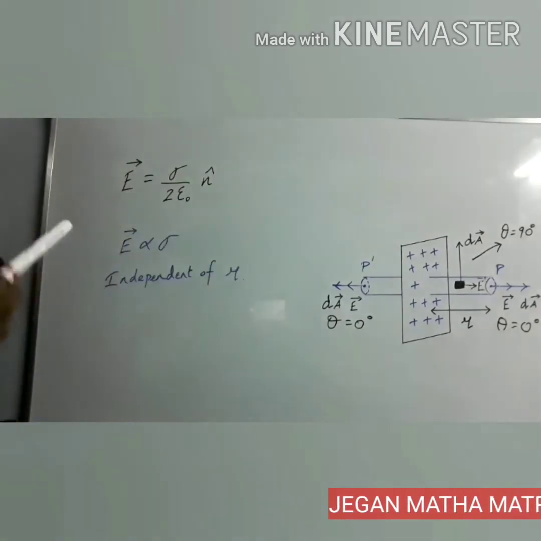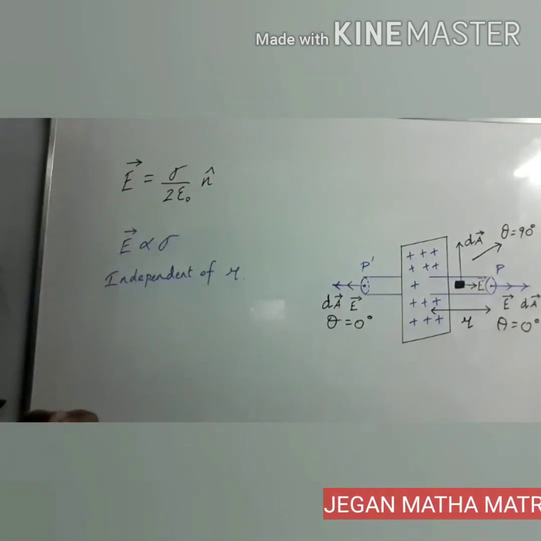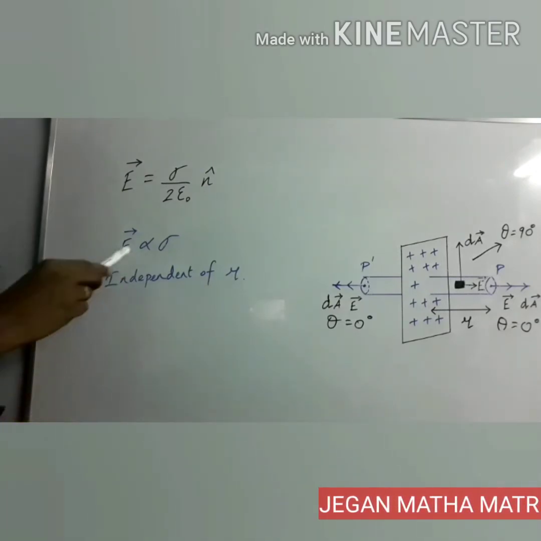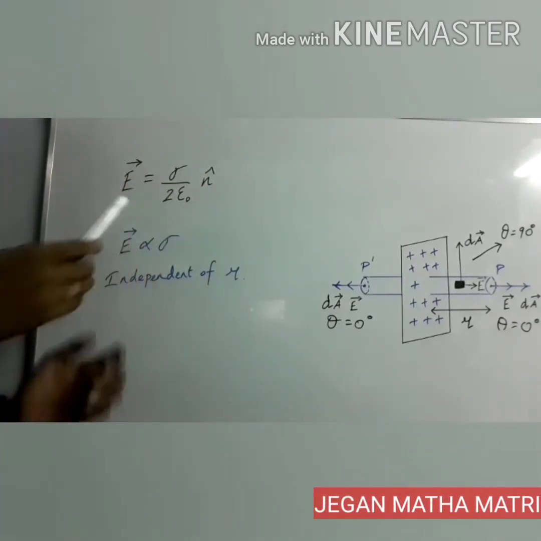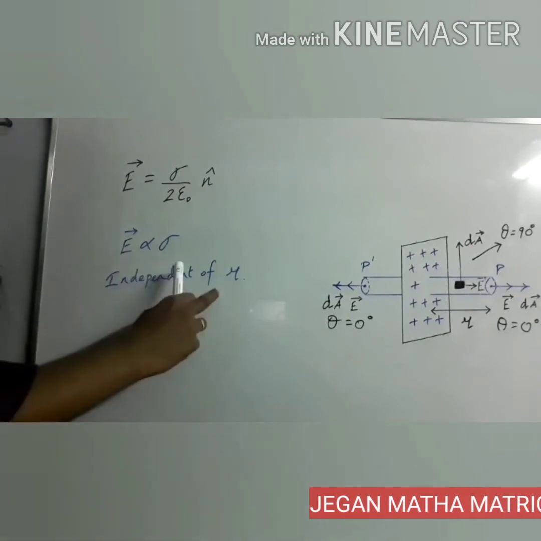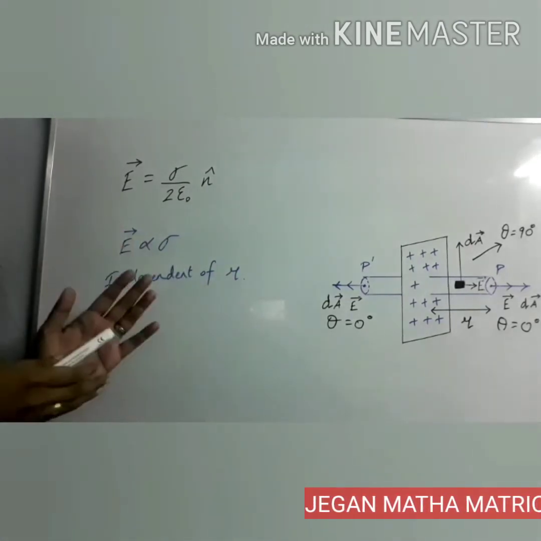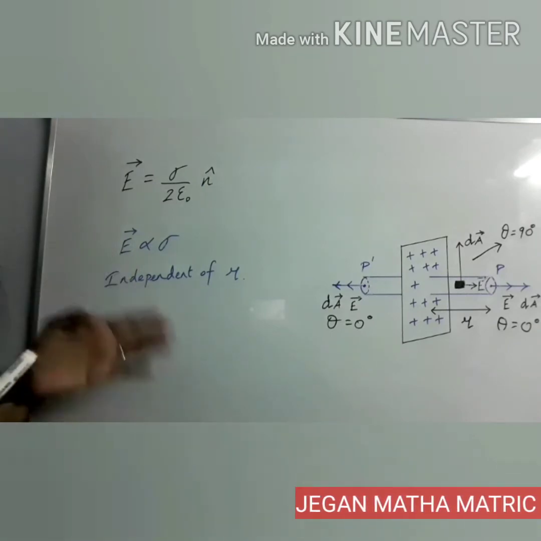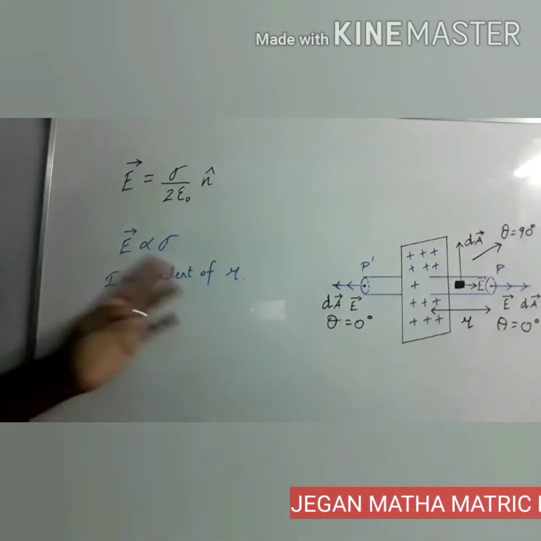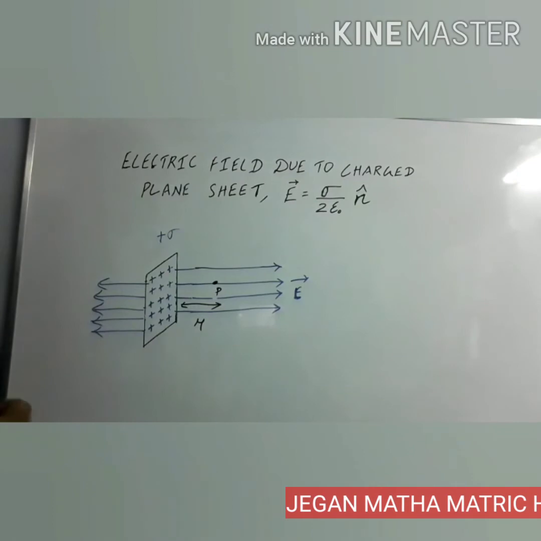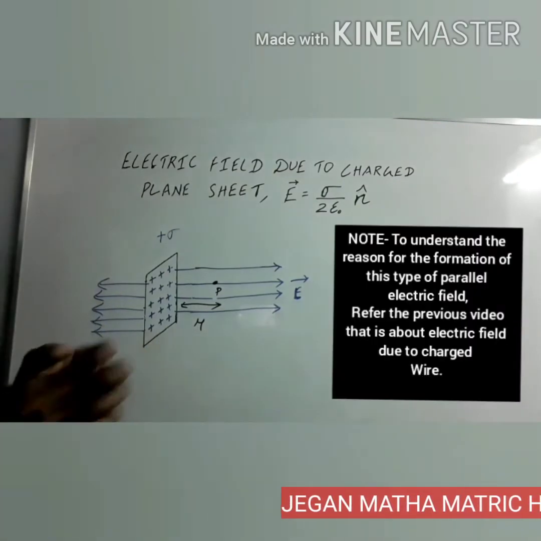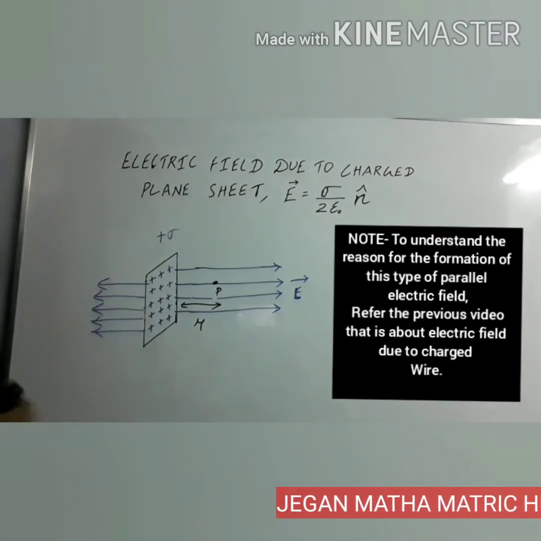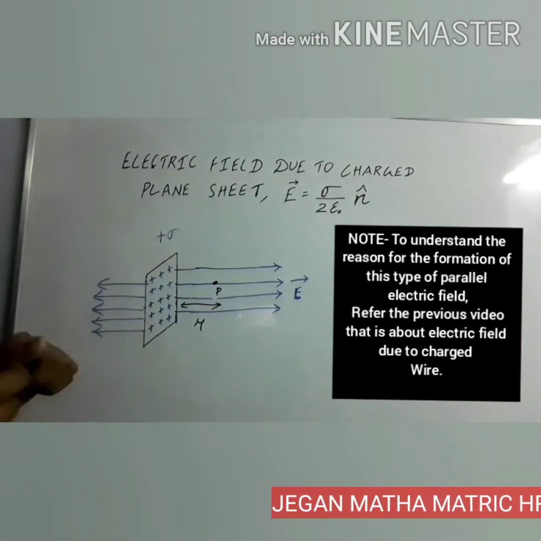From this expression, we can conclude that the electric field given by the plane charged sheet depends on the surface charge density, and it is independent of R. R is nothing but the distance between the sheet and the particular point where you are going to find the electric field. So the electric field provided by this sheet is independent of the distance. I have already told you the electric field produced by the positively charged plane sheet is independent of the distance R. Let us discuss that concept.